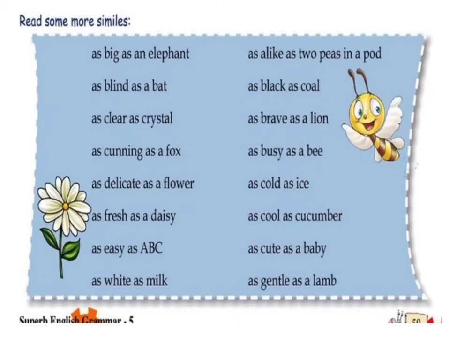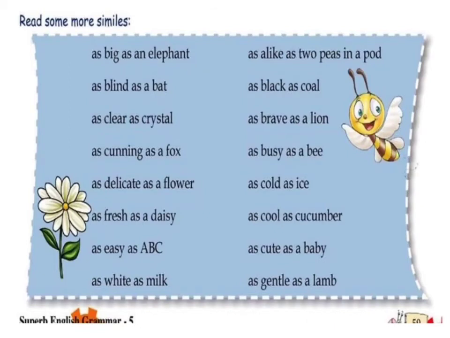As alike as two peas in a pod. Children, if you have seen peas, if you open a pod, you'll see they're all similar looking. The peas inside the pod, they all look similar. So, the simile, as alike as two peas in a pod. As black as coal, as brave as a lion, as busy as a bee. Now, if you have observed a bee, you will notice that it never sits still. It is always jumping, hopping from one place to the other. So, as busy as a bee, no time to rest.